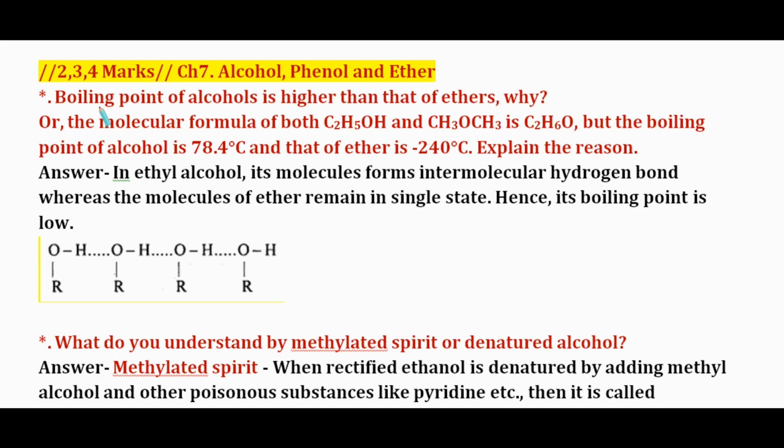The first question is: the boiling point of alcohols is higher than that of ethers. Why? The molecular formula of both C2H5OH and CH3OCH3 is C2H6O, but the boiling point of alcohol is 78.4 degrees Celsius and that of ether is minus 24 degrees Celsius. Explain the reason. In ethyl alcohol, the molecules form intermolecular hydrogen bonds, whereas the molecules of ether remain in single state. Hence, its boiling point is low.